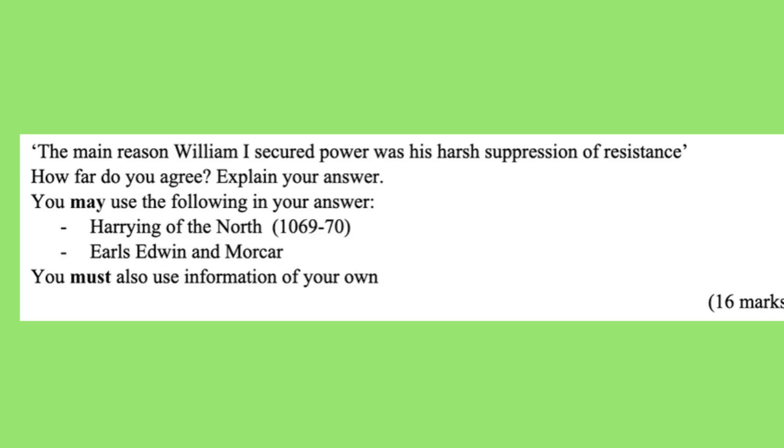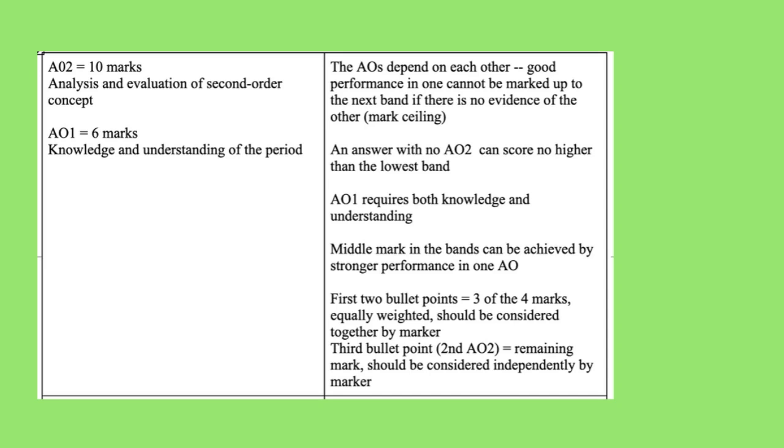The main reason William I secured power was his harsh suppression of resistance. How far do you agree? Explain your answer. You may use the following in your answer: harrying of the North, 1069 to 70, Earls Edwin and Morcar. You must also use information of your own. 16 marks. Here's the mark scheme for this question.